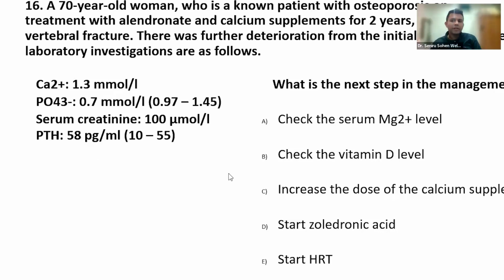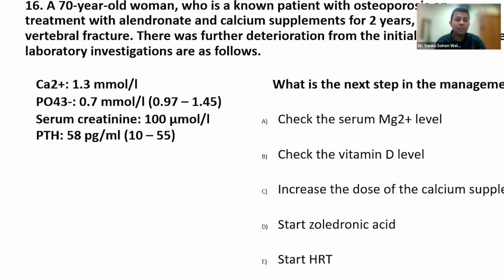Right, again an interesting question. We have a 70-year-old woman who is a known patient with osteoporosis on treatment with alendronate and calcium supplements for 2 years. She came with a vertebral fracture. So she's on treatment and we assume that there is good compliance. There was further deterioration from the initial DEXA scan. This can happen because the osteoporosis process is itself not adequately controlled with alendronate, or could happen because of other factors being there.